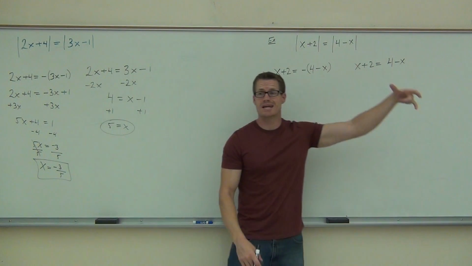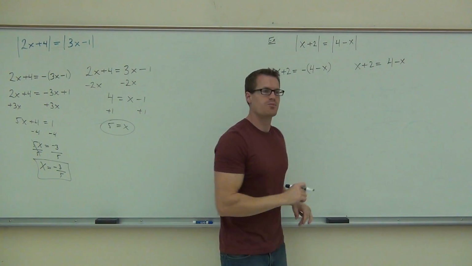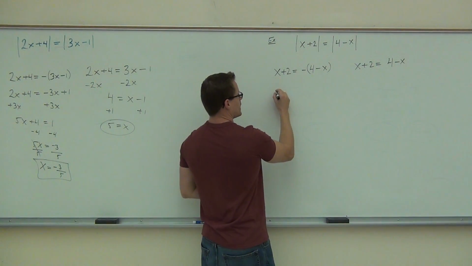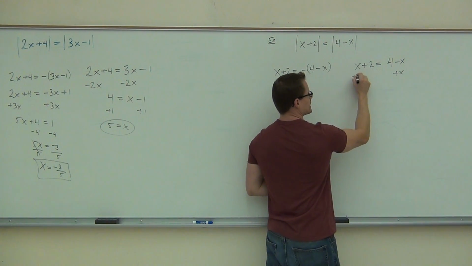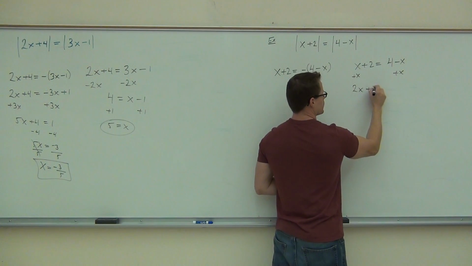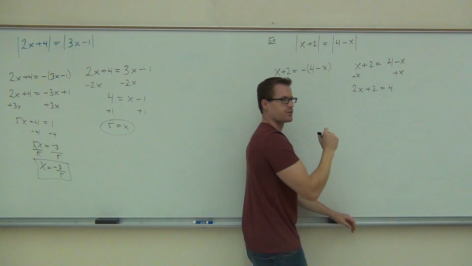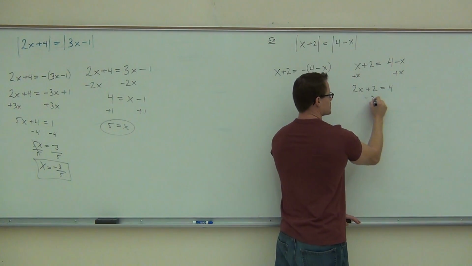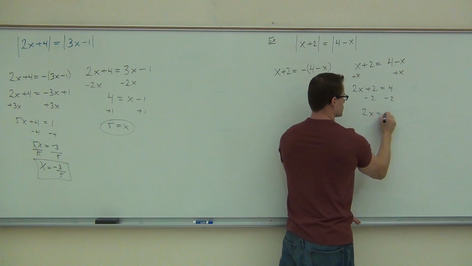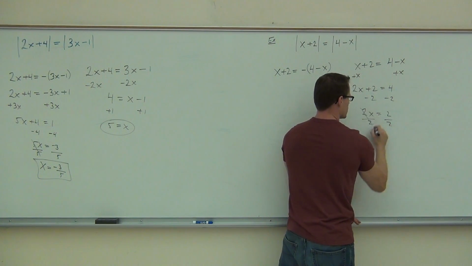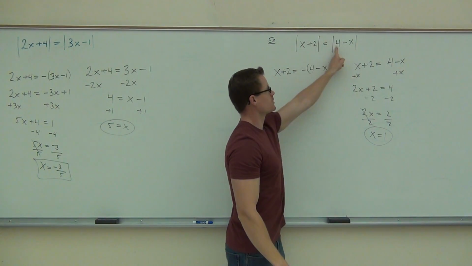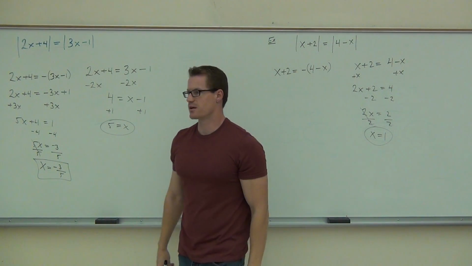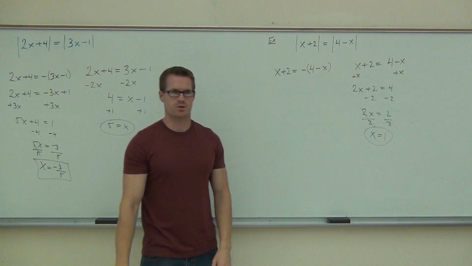We have 1 equal to the negative of the inside of the absolute value. We solve both of them. In this case, we'll add x to both sides. Notice we're adding x. We get 2x plus 2 equals 4. Are you with me still so far? We subtract 2. We get 2x equals 2. We divide by 2, and we get x equals 1. If you wanted to check that, you'd get 3. Absolute value 3 equals absolute value 3. We're good to go. Nudge if you're with me on this part.